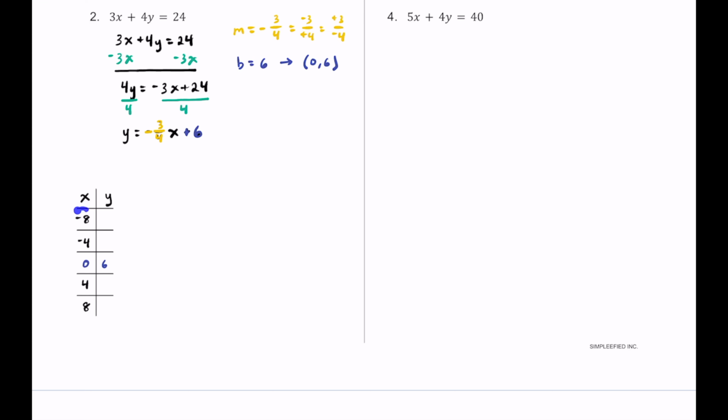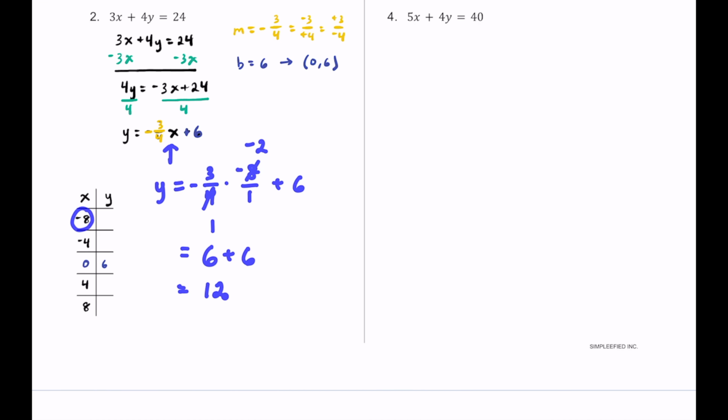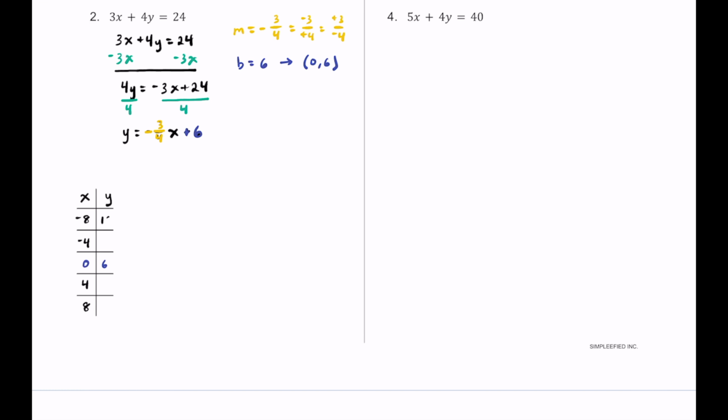Okay, let's take this x equals negative 8, and substitute that in right here to solve for y. So y is going to equal negative 3/4 times negative 8. That's negative 8 over 1. And then we're going to add 6. Good thing we chose multiples of 4 because these will cross cancel. So that's going to be a 1 and a negative 2. So negative 3 times negative 2, that's going to be positive 6. So we're going to have 6 plus 6 here, and that's going to equal positive 12. All right, so when x is negative 8, y will equal positive 12. Go ahead and put that in over here.